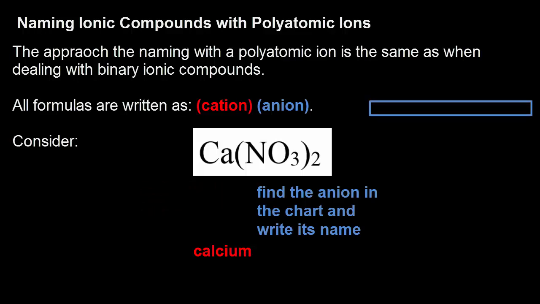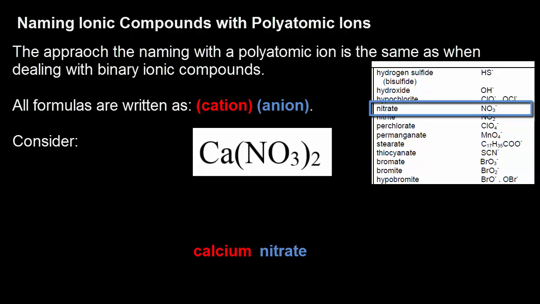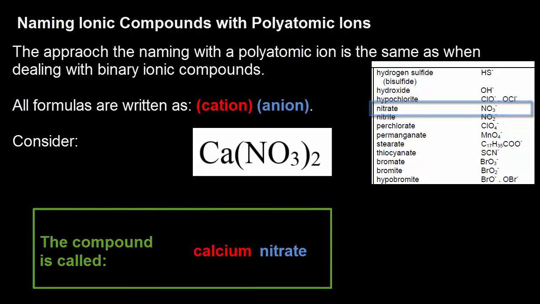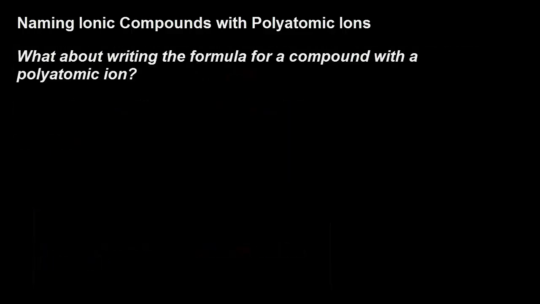I'm going to go to my chart and find the name of that anion. That anion is called nitrate. And I notice that each nitrate has a charge of -1. Write the name, calcium nitrate. You don't need to adjust the suffixes or anything.